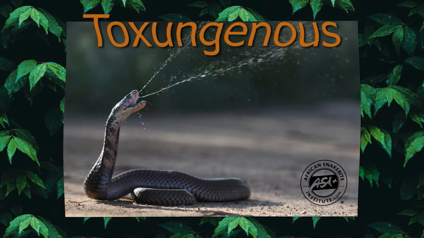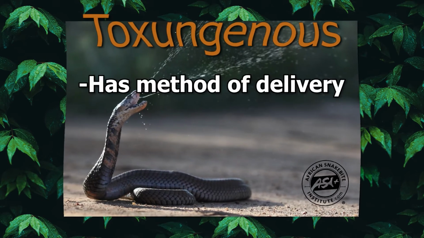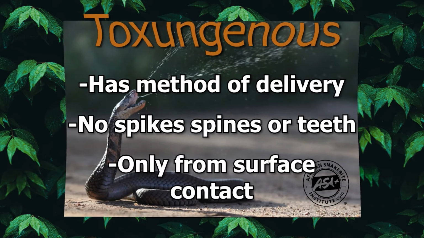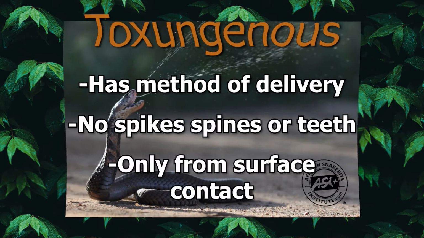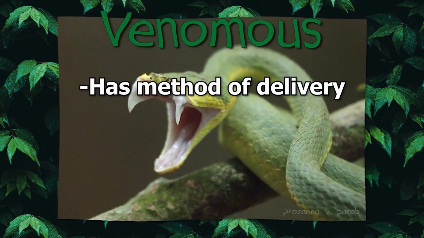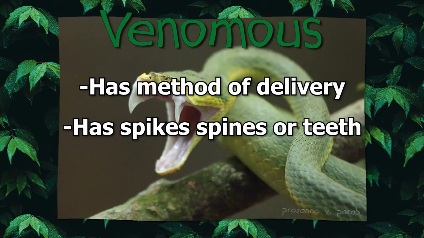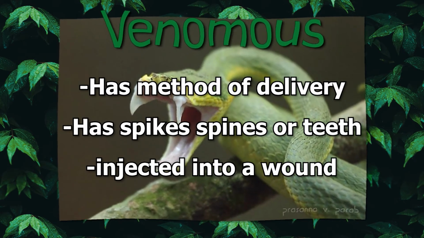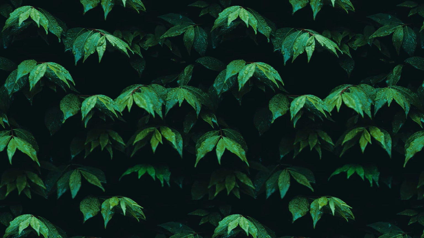Now, toxungens have a delivery mechanism. They do not have a penetration wound, and they can be delivered from the surface of the body without accompanying a wound. Venoms do have a delivery mechanism, they do have a penetration wound, and they have to go to internal tissues from the wound. So here's the fun part where you get to practice for yourself.